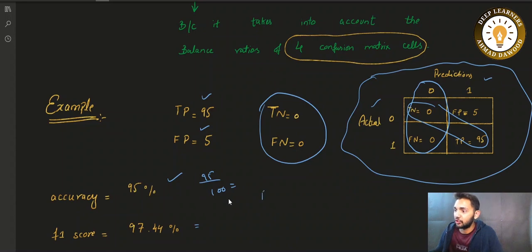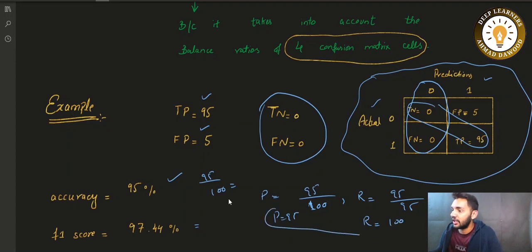In the case of the F1 score, you get 97%. The reason is that for precision, the formula is 95 divided by 100, so your precision will be 95%. In the case of recall, you will have 95 divided by 95, which will be 100%. When you take the harmonic mean of precision and recall, you will get a 97.44% F1 score. So according to accuracy and F1 score, this model is quite good, very good.